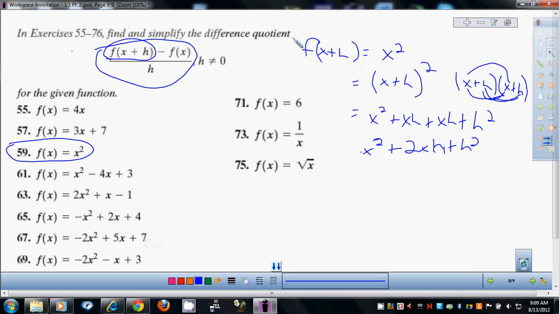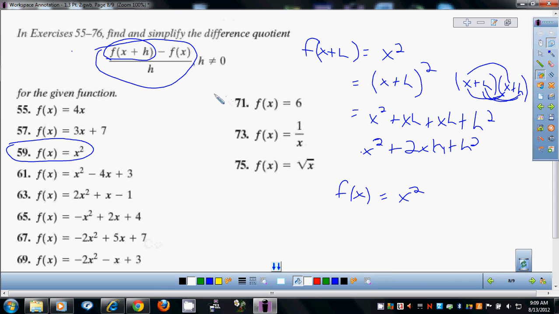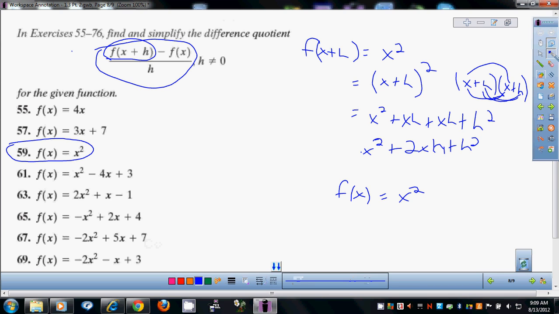You need to find the first part. Now the second part, f of x, well, that's exactly what the equation already is. So that's just x squared. Now I just plug those into this formula. I'm going to give myself some room over here by covering these up. You plug those straight into the formula. First off, f of x plus h: x squared plus 2xh plus h squared.